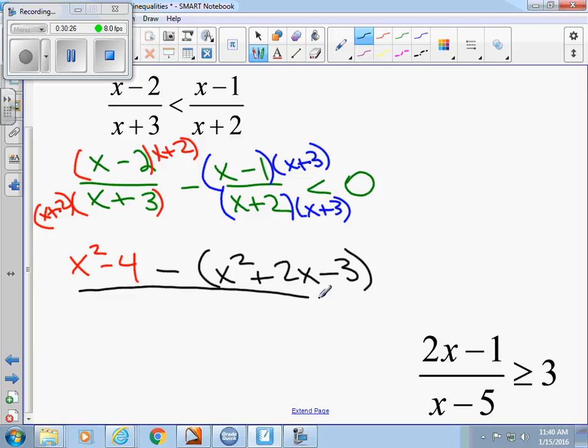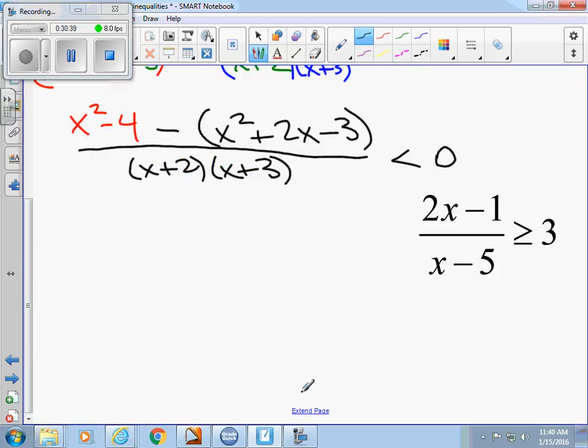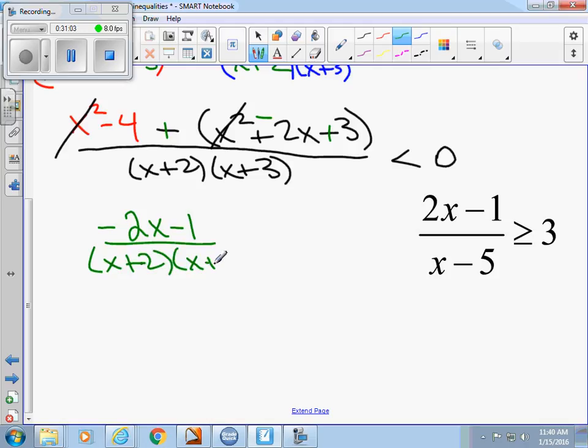All over. Leave the denominator factored, because you want to know when it equals 0. So multiplying it out, you would just end up having to go back and undo that. So simplify the top. X squared minus x squared cancels. This is negative and positive. So I get negative 2x minus 1 on the top. And now this is like one of the other problems that we did on the last slide.